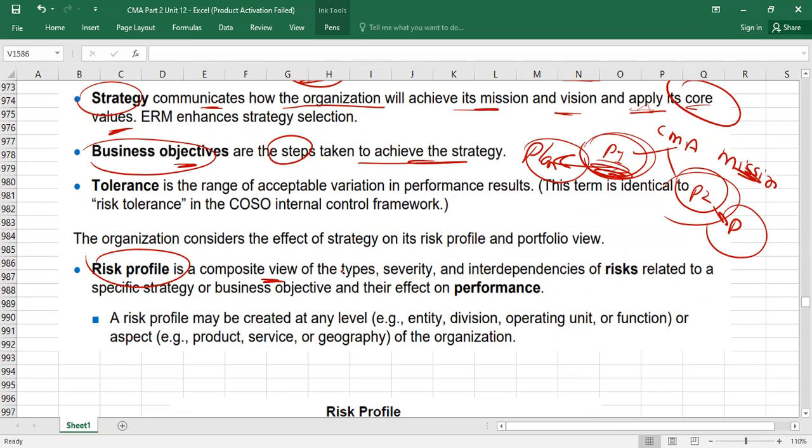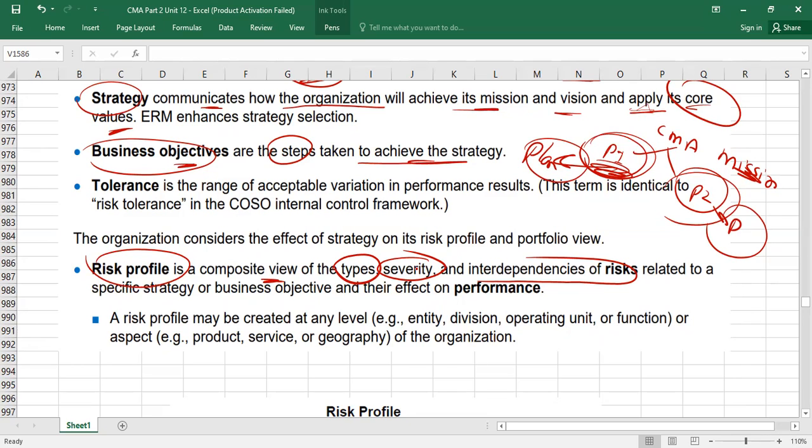For example, due to this strategy, which types of risk are you facing, how severe are those risks, and what is the interdependence of the risks? Interdependence: if you're making any plans, first you have to think about which types of risk you are facing due to this plan. Second, you need to think about how severe those risks are. And third, you have to see the interdependence of risk. What is interdependence of risk? Maybe one risk can lead to another risk. That is called interdependence of risk.